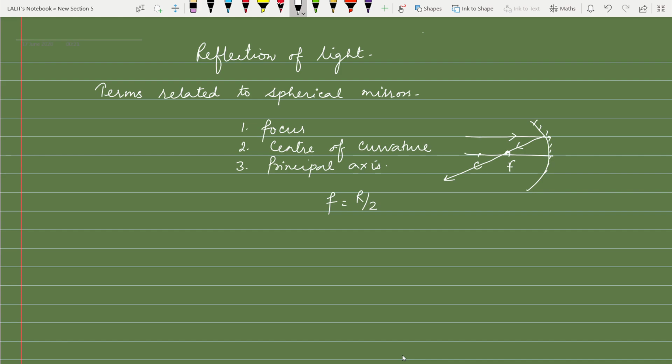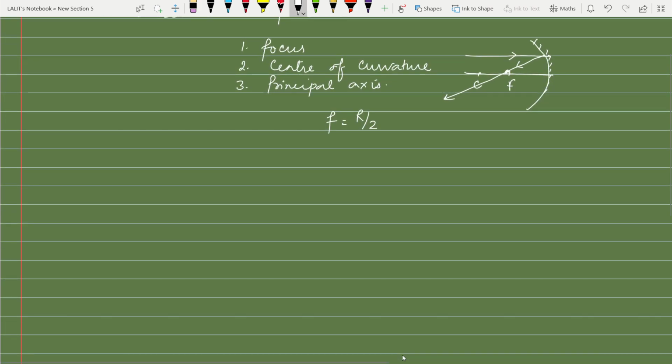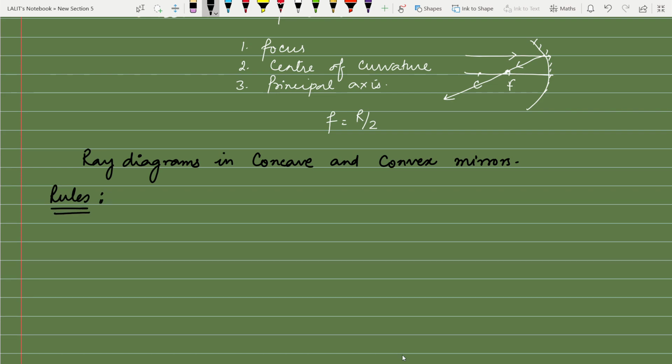So in today's lecture, we would be talking about how to draw the ray diagrams in a concave and a convex mirror. So we would be focusing on ray diagrams in concave and convex mirrors. So before we draw the diagrams, we need to know a set of rules. So let us see the rules first. So first of all, we will talk about concave mirror.